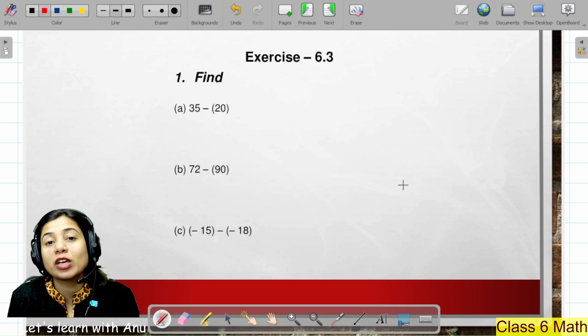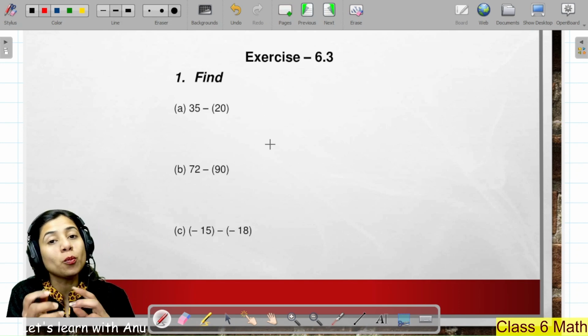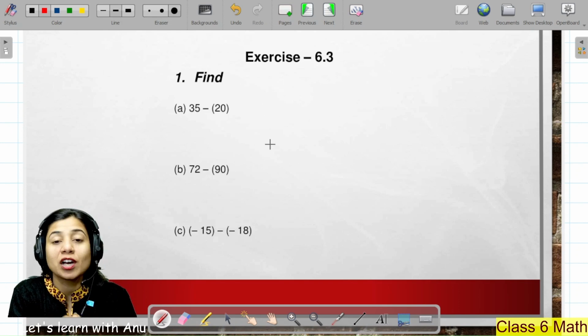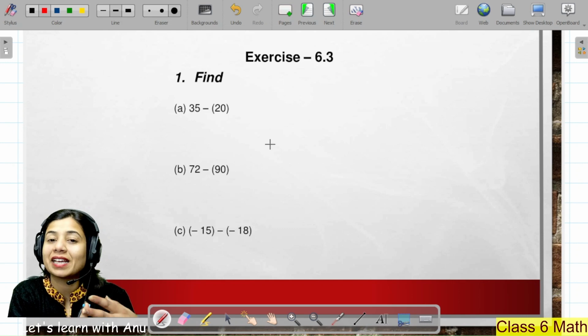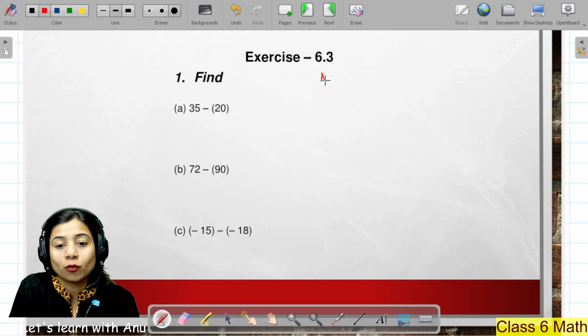Exercise 6.3, question number 1, find. So this first question is of subtraction and there are two methods of doing these questions. First is using additive inverse, second is the regular method. Firstly, I'll explain additive inverse. So what is that? Let's quickly revise class.